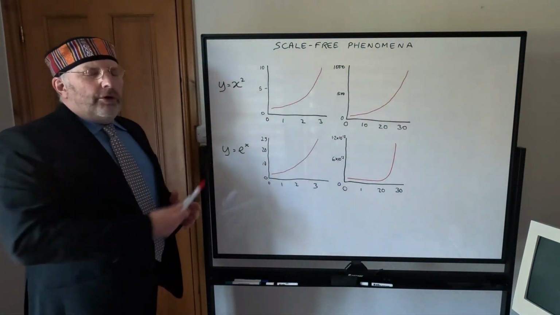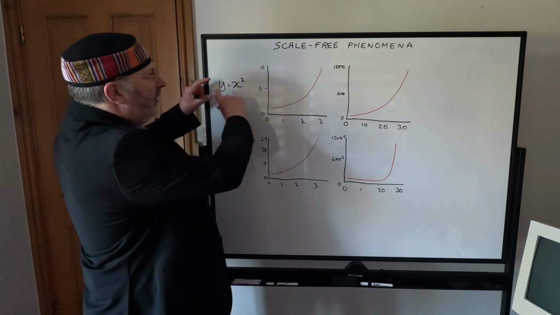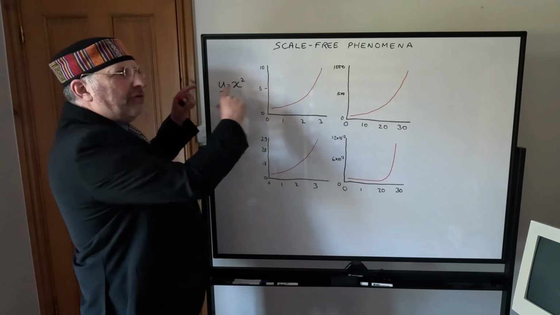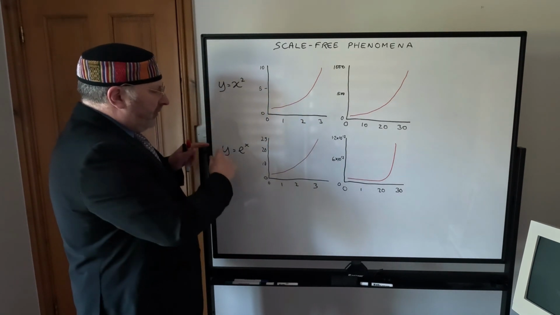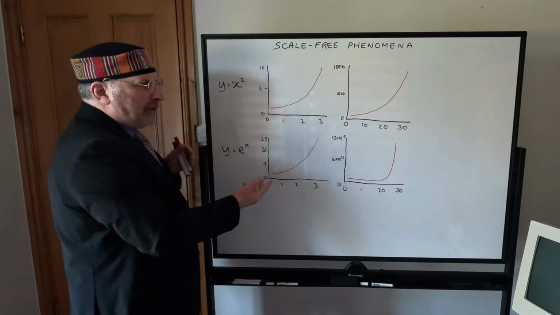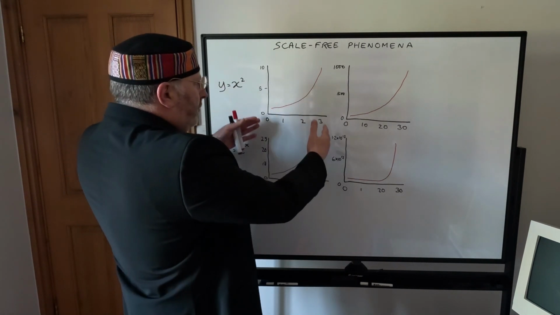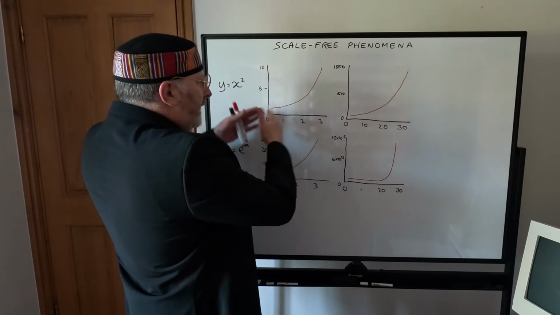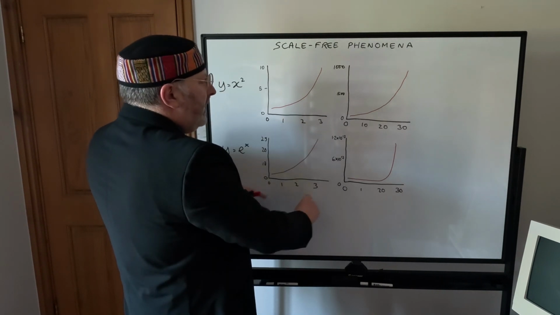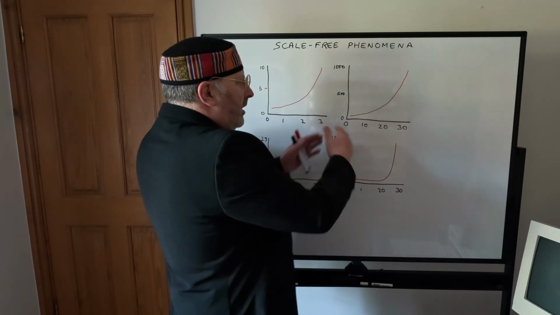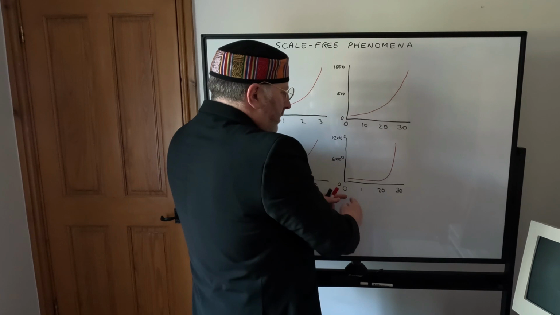Okay, I've drawn up 4 graphs here. On the top we've got plots of y equals x squared, so this is a power law, y equals x to the power of 2. And on the bottom we've got y equals e to the x, an exponential law. And in each case I've drawn a graph that's on a smaller scale, from 0 to 3, and on the right hand side a graph that's on a larger scale, from 0 to 30.